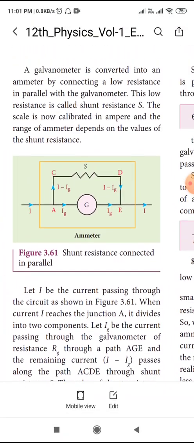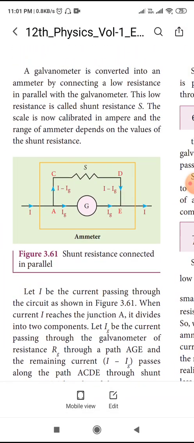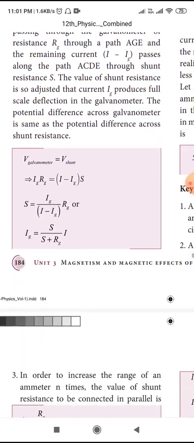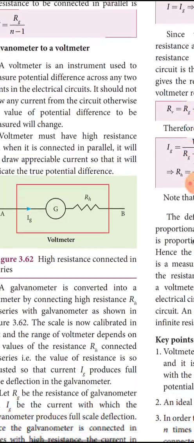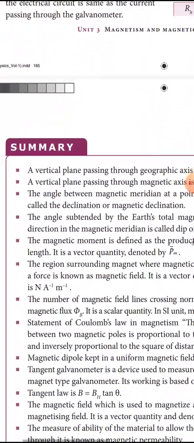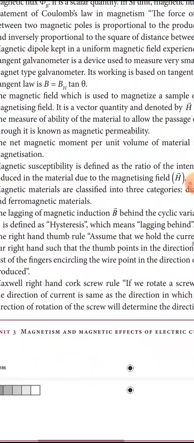So you have to write galvanometer into ammeter, and also galvanometer into voltmeter. Each one will be asked as a 3-mark question. So far we have seen the revision for the 3 chapters.